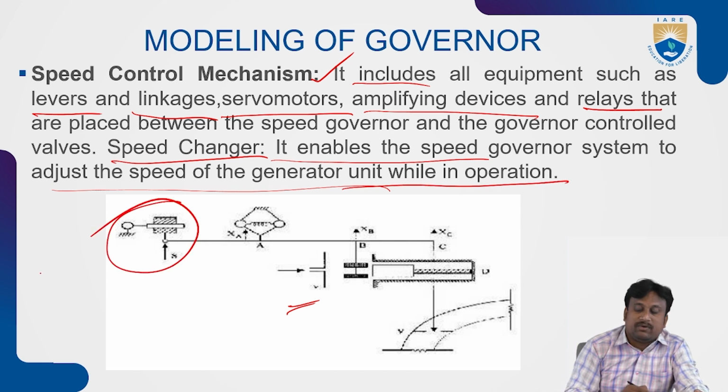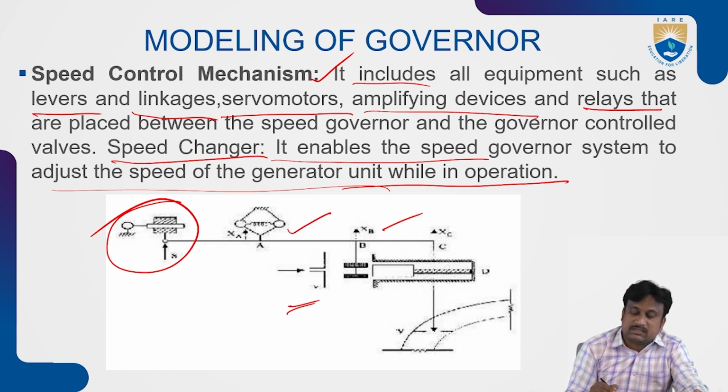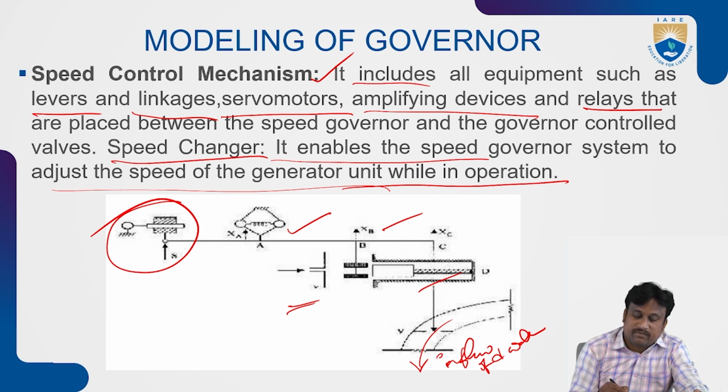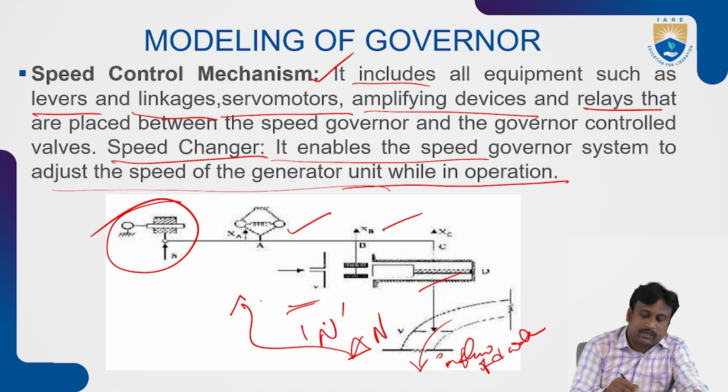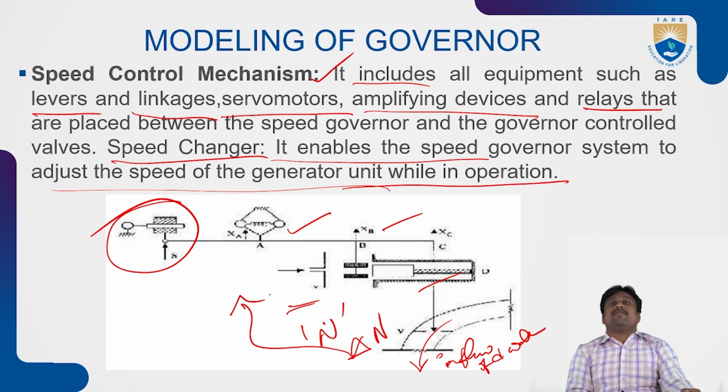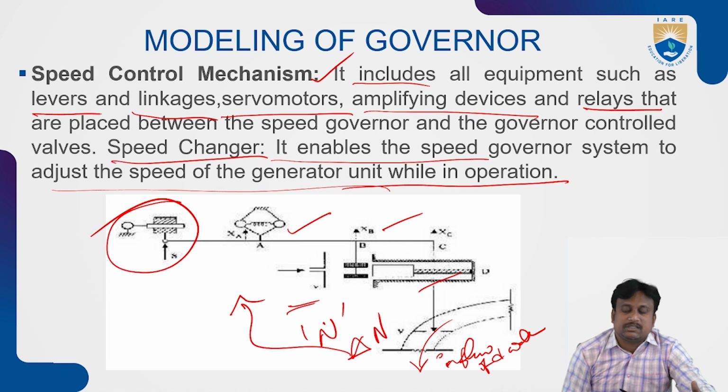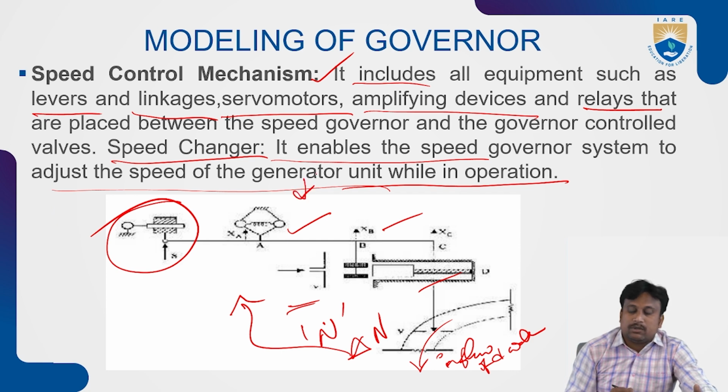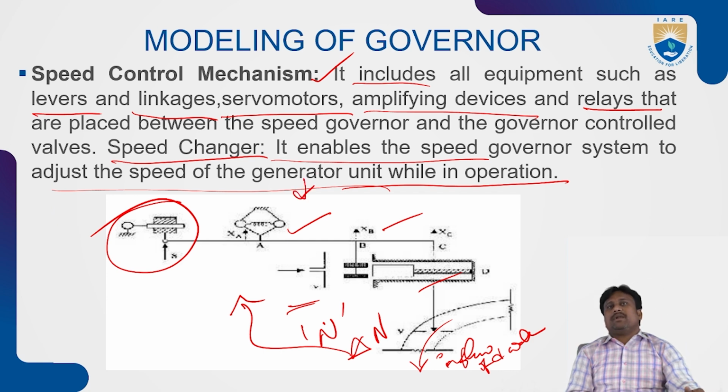So this is the mechanism we developed. It includes all the blocks, levers, linkages and servo motors mechanism. Here we can expect inflow of the water. Governor control valves are introduced and the speed changer will make the change in speed levels, that is delta N, we may consider. It enables the speed governor system to control the speed of the generator. This will take place until the operation is continued.